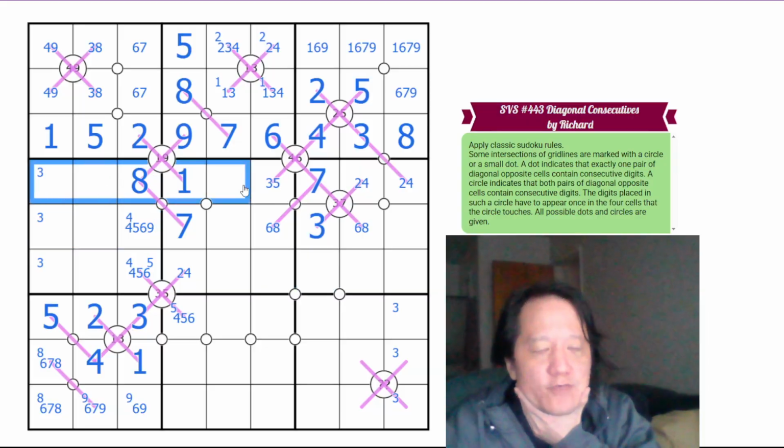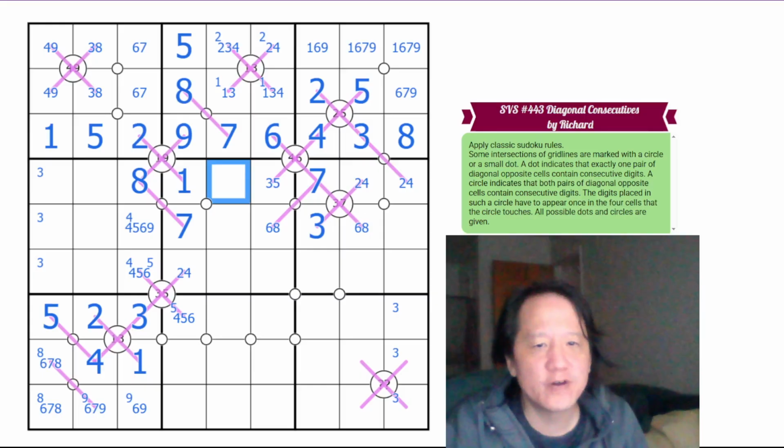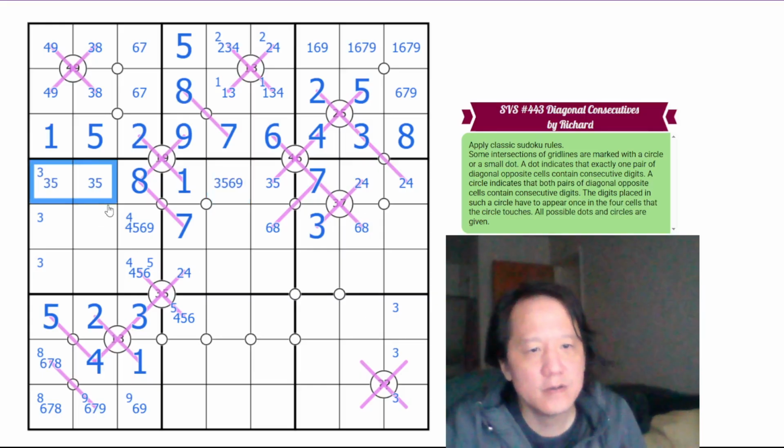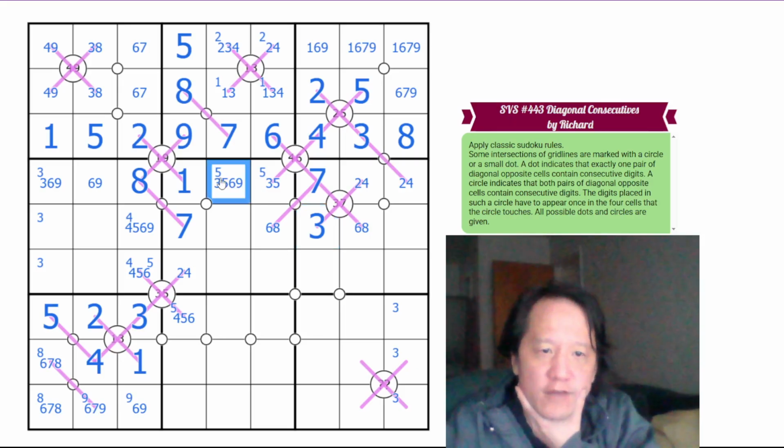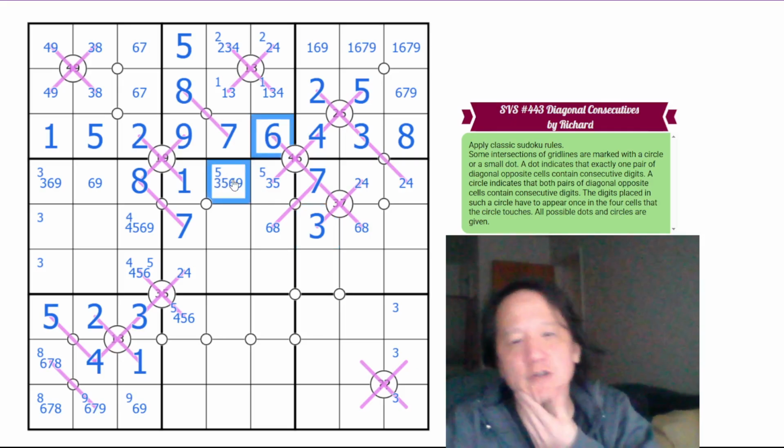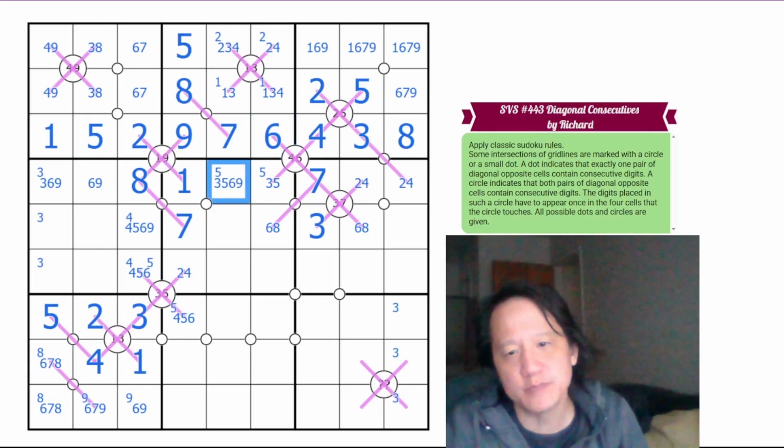Remaining digits of row 4. We have 3, 5, 6, and 9. And neither of these could be 5. So one of these is guaranteed to be 5 here. This can't be 3. If this were 5, the problem is 6 and 5 are consecutive, and there would have to be a white dot in between. So this cannot be 5, so this must be 5 here.